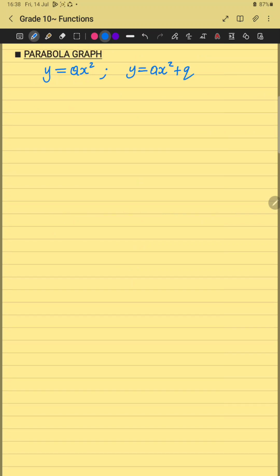Now in this graph, which is a parabola graph, firstly I want us to look at the value of a. How does a affect the graph? The value of a affects the graph in two ways. So when a is greater than 0, it's going to be an increasing function. It is known as concave up. And when a is less than 0, it is a decreasing function.